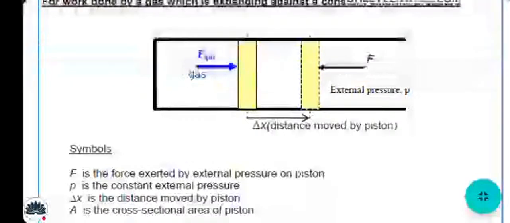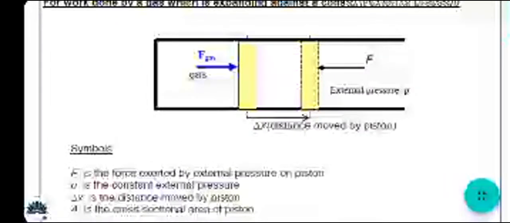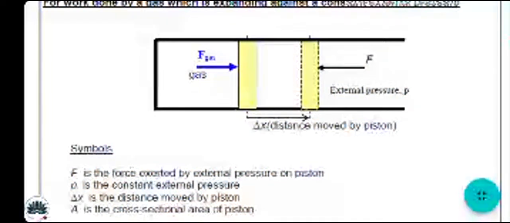All right. So, what does it mean? Basically, that the delta x shows the distance or the change in distance moved by the piston. The symbols also clarify that F is the force exerted by external pressure on the piston, P is the constant external pressure, delta X is the distance moved by the piston, and A is the cross-sectional area of the piston.